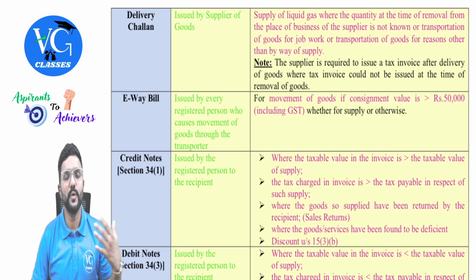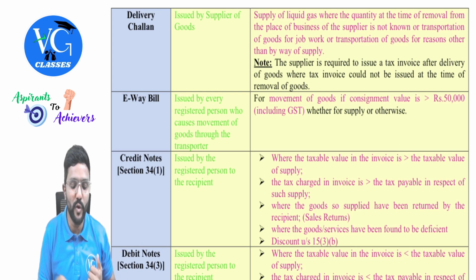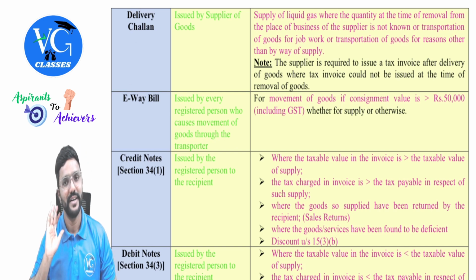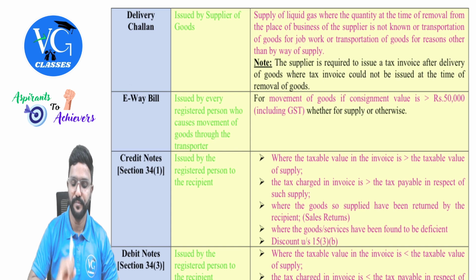In that case, when the goods are removed from the supplier's place, they will move along with the delivery challan. Once it is delivered to the recipient, it is a supply. Yes, a tax invoice has to be issued. Tax invoice has to be issued, people.